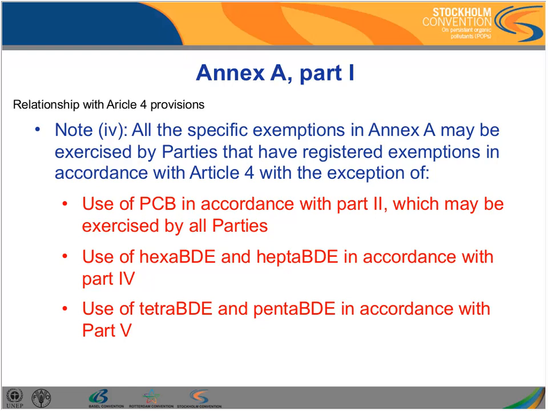The second is the use of hexabromodiphenyl ether and heptabromodiphenyl ether, which should be in accordance with Part 4, and tetra-BDE and penta-BDE in accordance with Part 5. Those two chemicals are not bound to the 5 years expiry date, but there is a review process provided, and the year 2030 is indicated as the ultimate year for expiry. I'll be explaining about those two types of BDEs in the later slides.